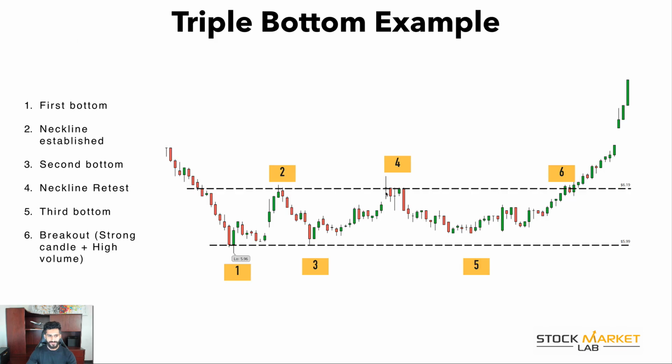Here's another example. You can see stock is on a downtrend. First bottom. Neckline. Second bottom. Neckline. Third bottom. Break of neckline, you can see has a little hard time, consolidation. Boom, stock makes a nice move up.